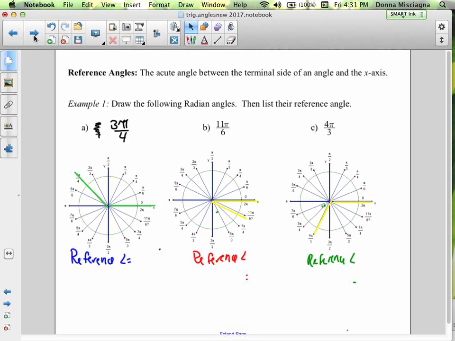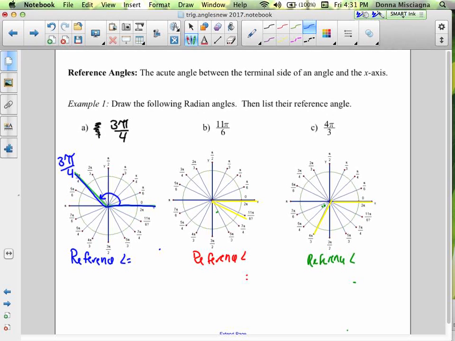All right, so here we have some reference angles. We're going to do these ones for radian measure. All right, so 3 pi fourths. I'm going to graph that. 3 pi fourths, actually it's already graphed. I hope you can see it. It's the green line there. I can go over it. So right here is 3 pi fourths.